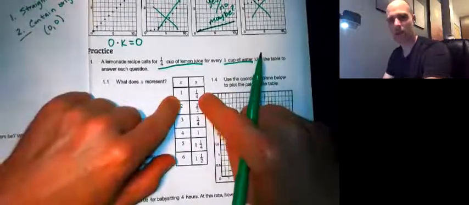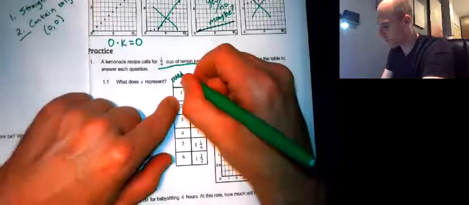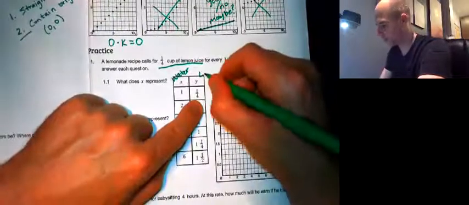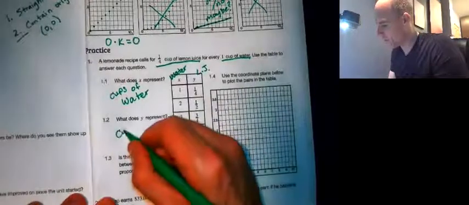And so just based on these values, I think what this is representing here is the 1 cup of water. So x will be water, and the 1/4 cup of lemon juice, so this is going to be lemon juice over here. So to answer 1.1, I'd say the x represents cups of water. And then by default, I suppose that means the y is going to represent cups of lemon juice.